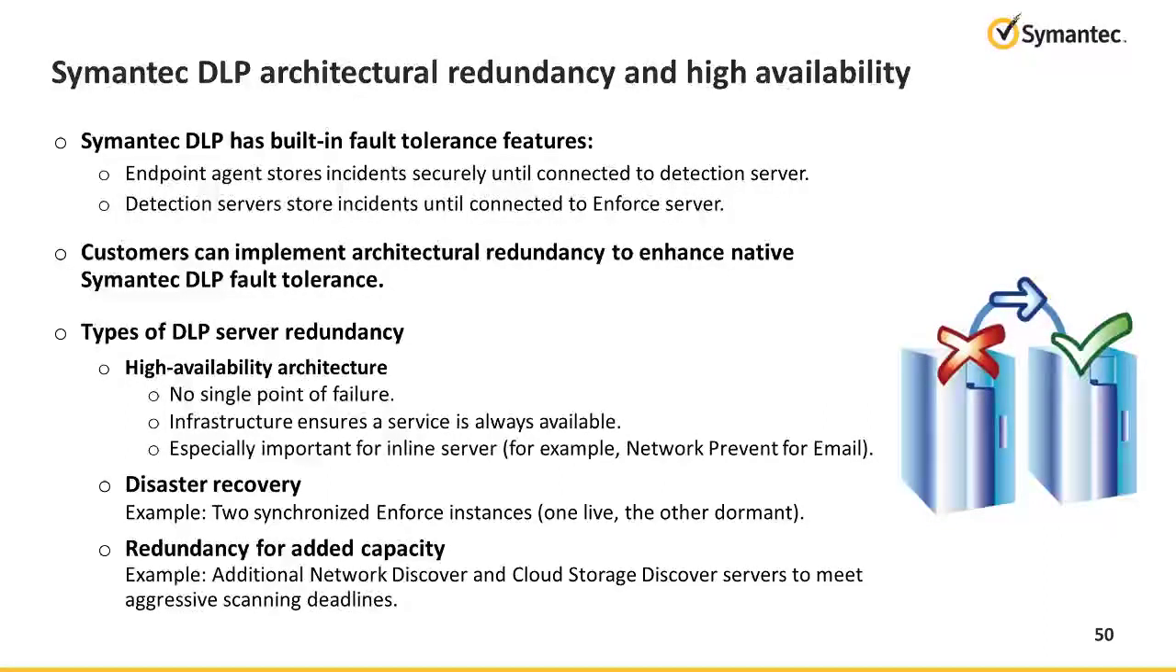For detection servers such as Network Discover and Cloud Storage Discover that are not inline, customers may still decide to implement architectural redundancy to support the scanning of target repositories within organizational timelines. For instance, a customer may dedicate 2 Network Discover and Cloud Storage Discover servers to split the scanning of an especially large repository, with one server scanning one half of the directories, while the other server scans the other half.